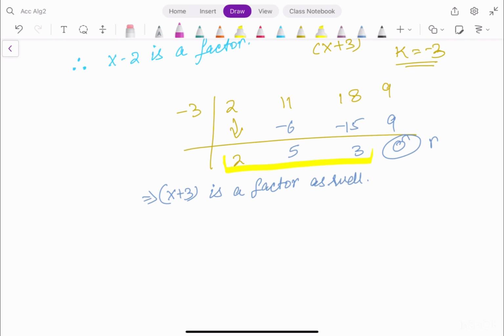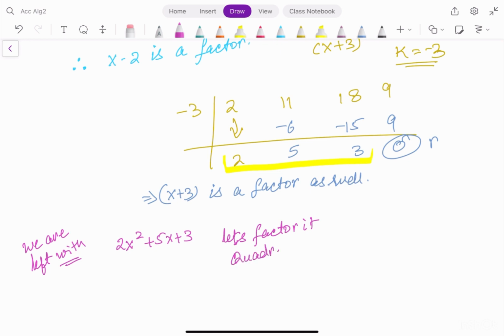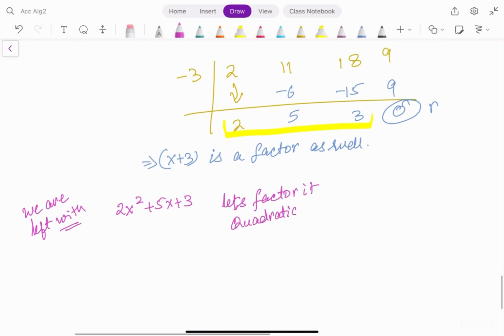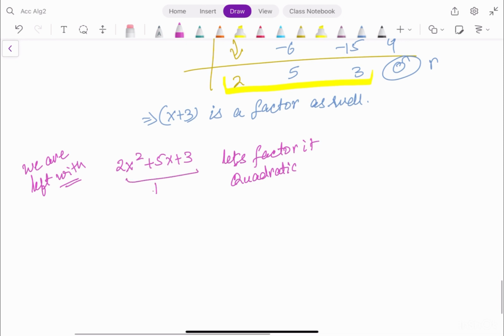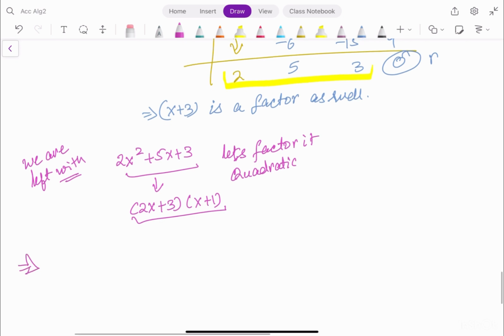So your leftover function will be 2x squared plus 5x plus 3. Now, here's the thing. This is a quadratic. Can you factor the quadratic? Yes, we can factor the quadratic. Let's factor it. Now you know how to factor the quadratic; we have explained this in the previous video. So we will get 2x plus 3 and x plus 1. So these are the additional factors of the function.